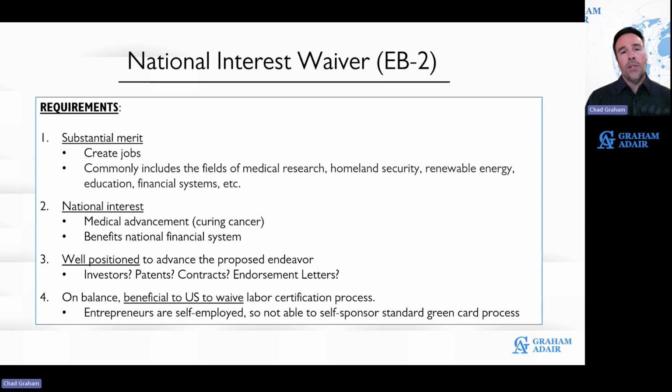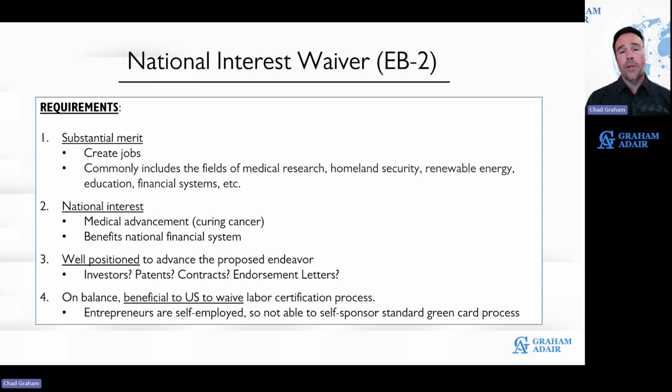The next one is that you're well positioned to be able to carry out that work, that if you're starting a new business, that you have investors involved in that business, or maybe you have a patent in your name, and so you're going to be able to do work within that patent, that you have contracts and even endorsement letters from other people saying that this person is going to be able to carry out this work. And then on balance, that this is in the second preference category.